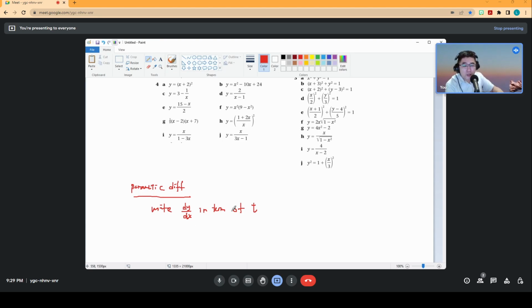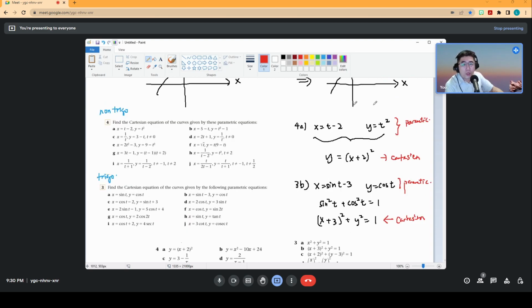So how do we actually get that? We find dy/dx by using the chain rule. We write it as dy/dt times dt/dx. What we're actually applying here is the chain rule.